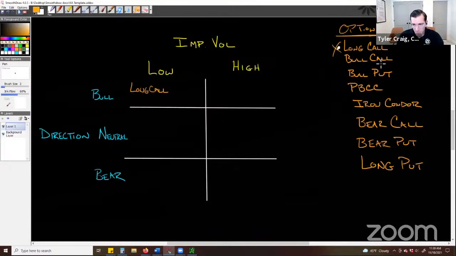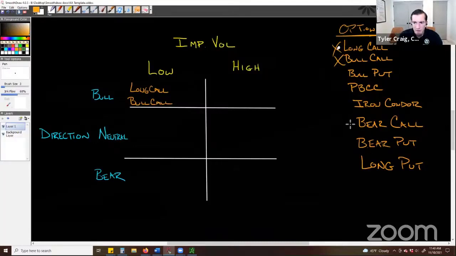How about a bull call spread? Bull call spread is very similar to a long call. You're bullish. It's in the name, for heaven's sakes. You're in the bull row. And do you want options to be cheap or expensive? Well, this is a debit trade. You pay money when you enter a bull call spread. So this goes under low IV, bull call would go here. Done with that one. Okay, how about, let's mix it up a little bit here.